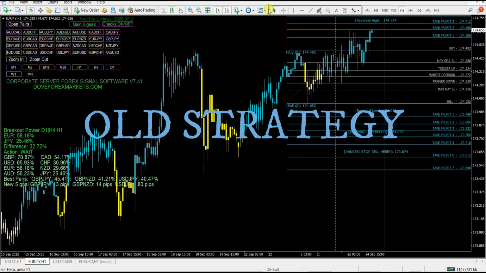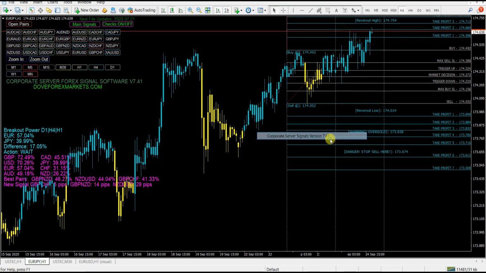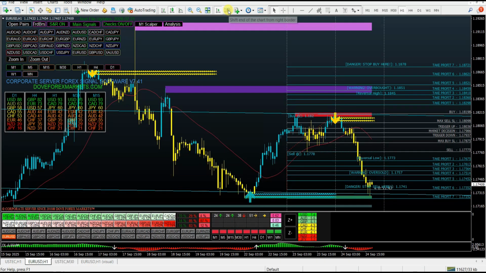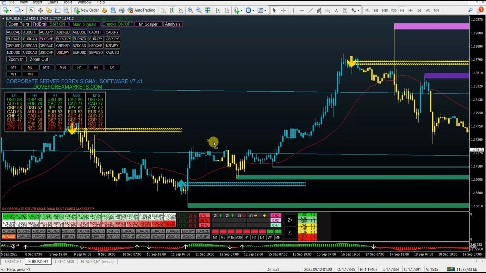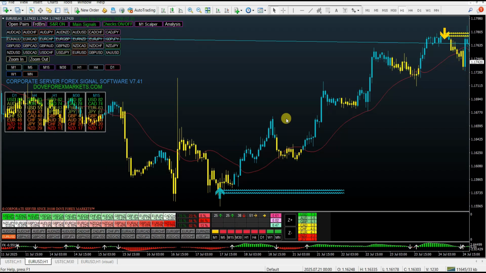Let me take you back to the old strategy that the Corporate Saver Forex signal software used to have. This is what we used to do, guys. We simply read a few things. A long time ago, this is what we used to do.